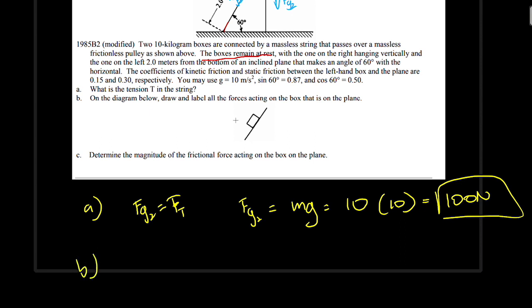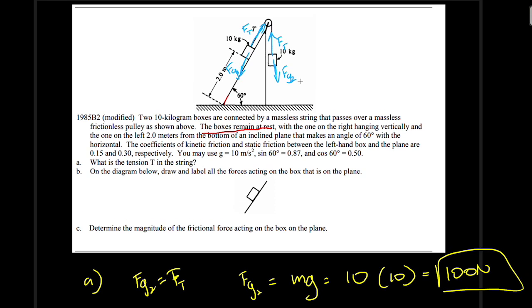Okay, on the diagram, we just do it on here. Draw and label all the forces acting on the box that is on the plane. All right, so obviously we have normal force going this way. Then we have force of gravity going this way. And then we have the tension force going this way.